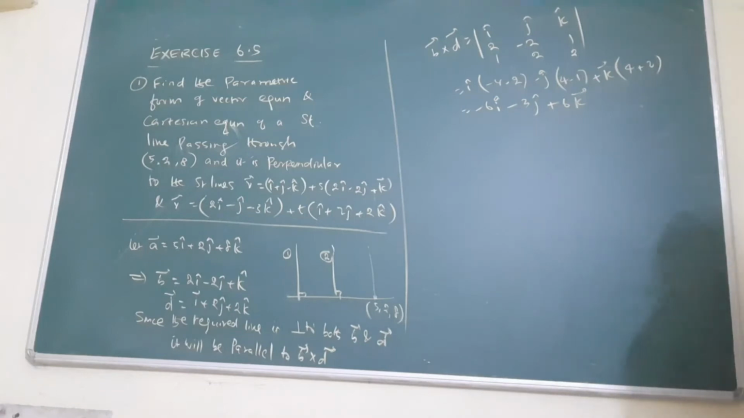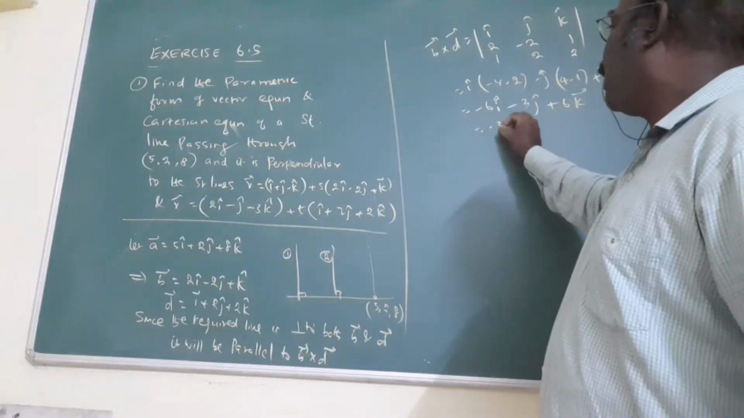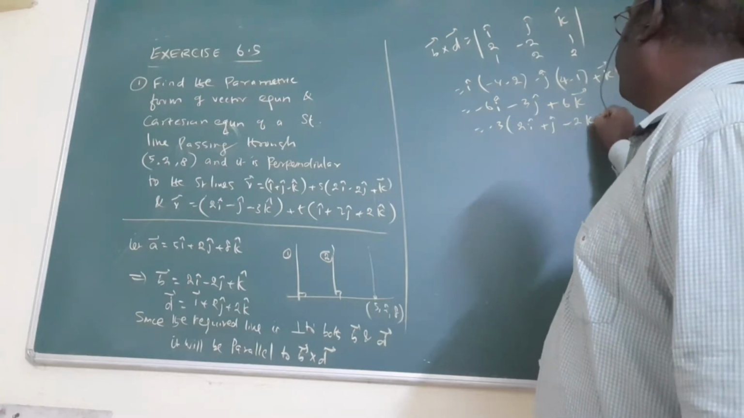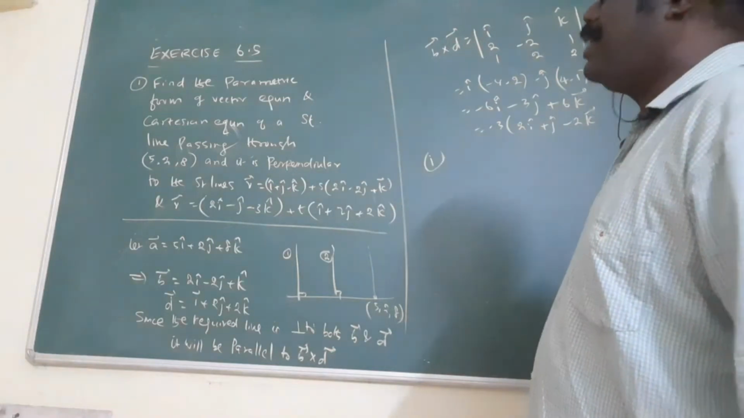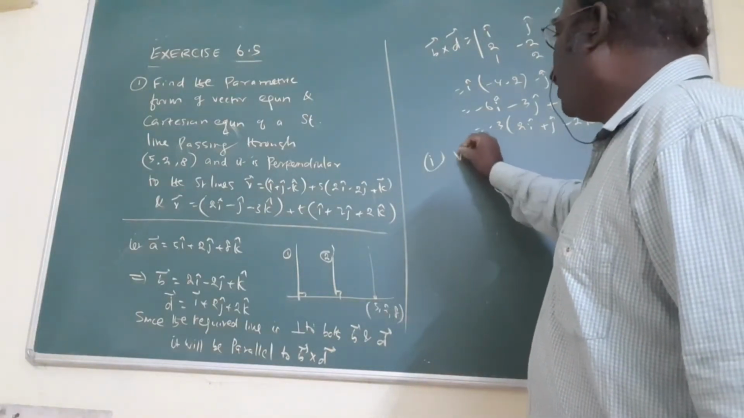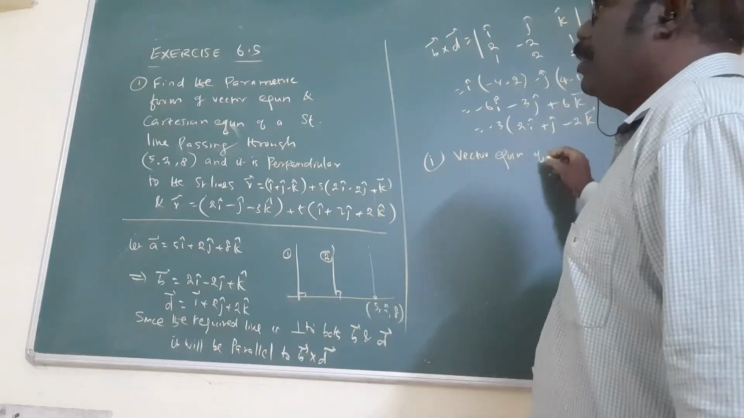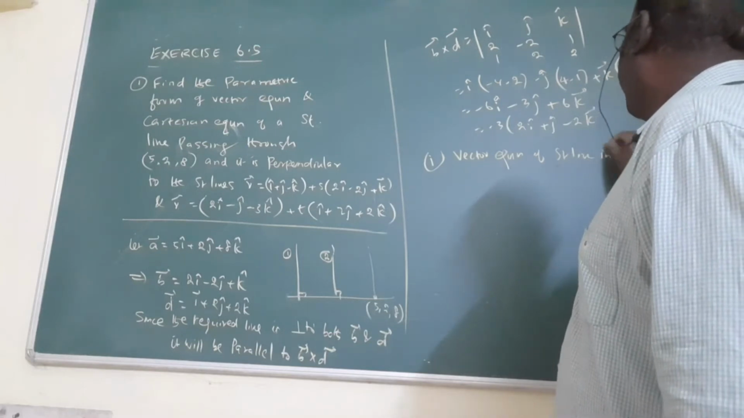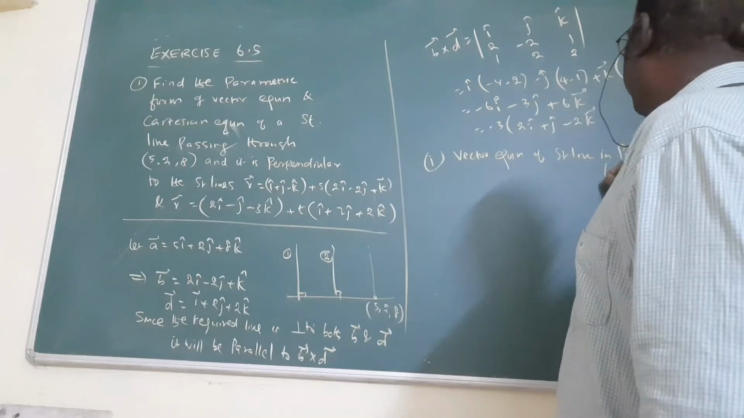Now what is being asked? In all the terms, minus 3 is common, taken outside. What is the answer? 2I cap plus J cap minus 2K. Now the first one asks us to find the vector equation of the straight line in parametric form. Parametric form, am I right?